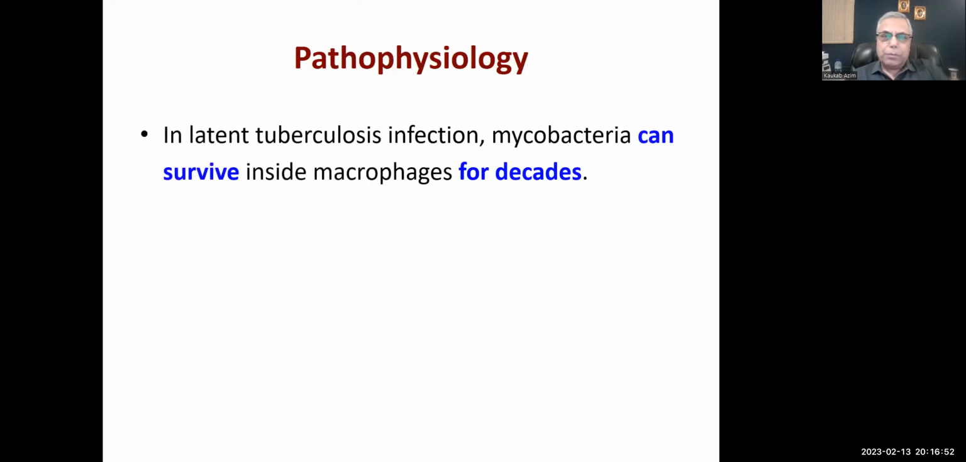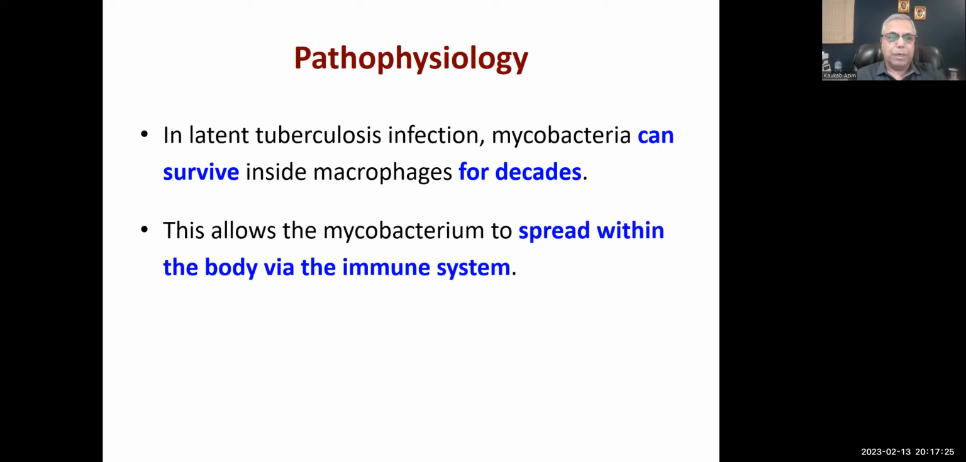So we are still on pathophysiology. In latent tuberculosis infection, mycobacteria can survive inside macrophages for decades. That's a very long time. And that is how, latent tuberculosis means that the bacteria are alive inside the macrophages or in the body, and people can get a reactivation of the disease for some reason, maybe declining immunity after decades. This point is important, and we'll come back to this point later on.